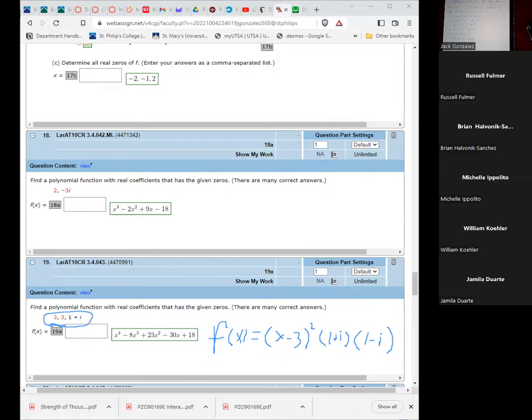Do you see how we set that up? Okay, so we multiply and then we get that polynomial. Yeah, you multiply everything, you won't have any more i's, and you'll get this.